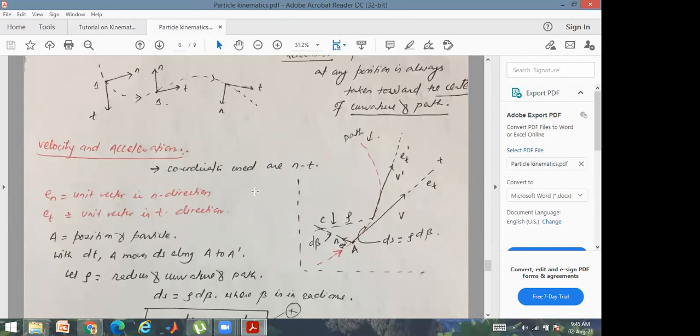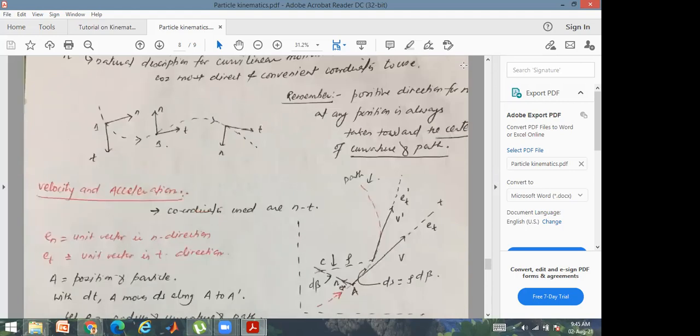So we'll discuss two concepts today. One is the normal and tangential components, or the normal and tangential coordinate system, and next is the radial and transverse coordinate system. So what happens to the velocity and what happens to the acceleration, or how do we find velocity and acceleration when there is a normal and tangential component? This is what we are going to do.